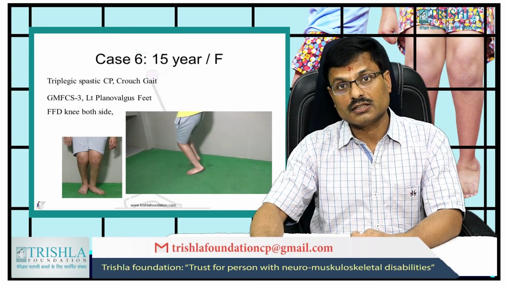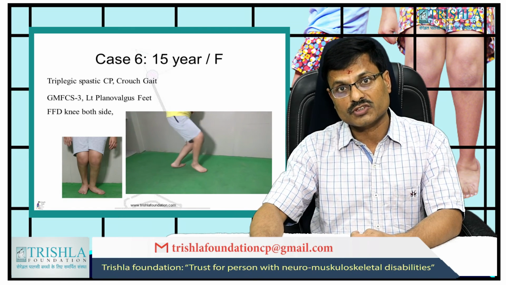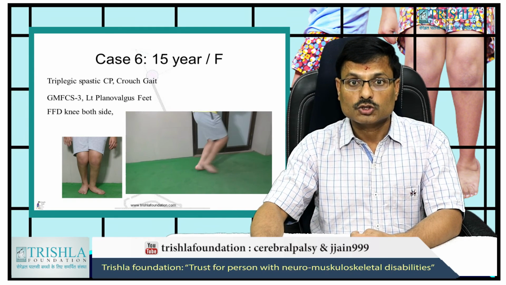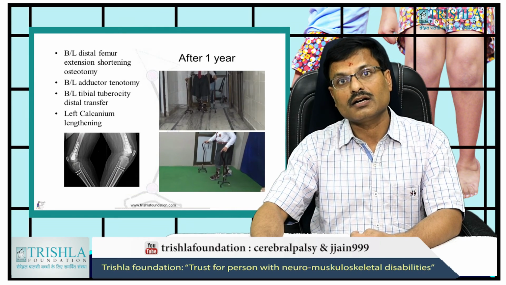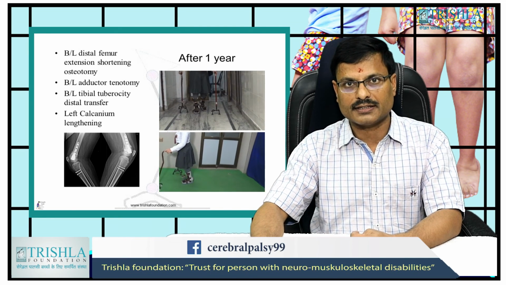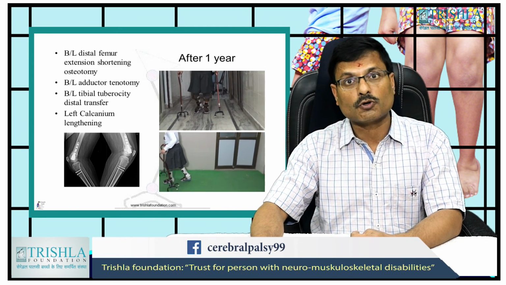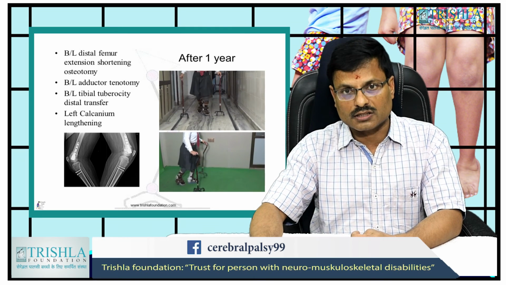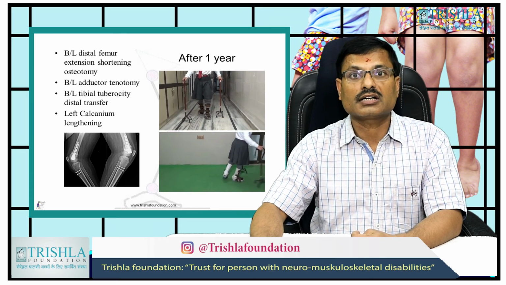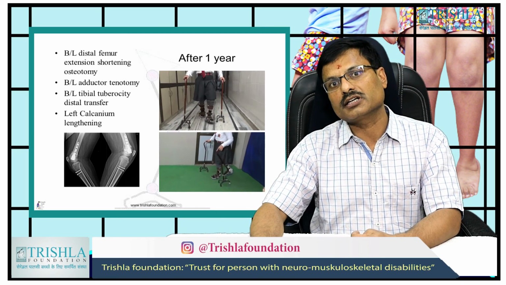In this case, we can see a 15-year-old female with GMFCS 3, left planovalgus foot, and fixed flexion deformity on both sides. She is already a mature adult. So she underwent bilateral extension osteotomy of the distal femur. That deformity was corrected, and distal transfer of the tibial tuberosity was also done. And now the plate and screws were removed. Now she can walk straight without any bending at the knee joint.